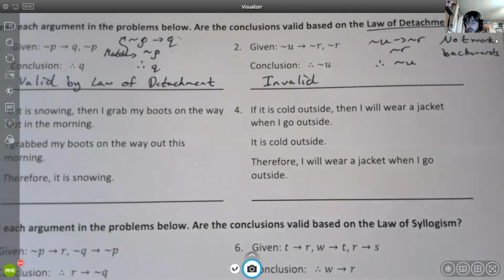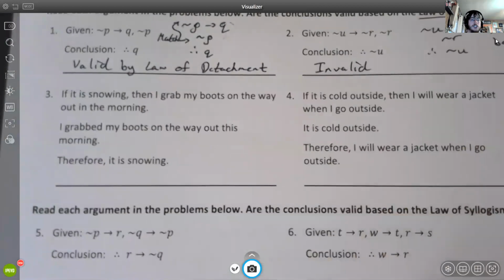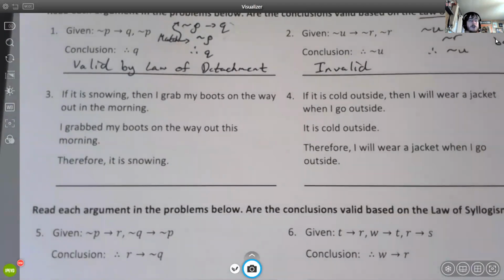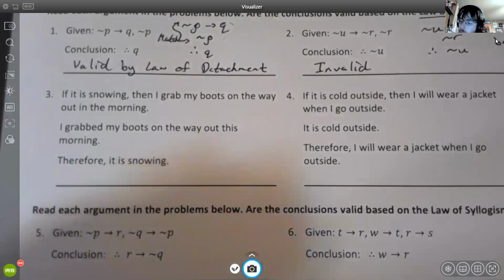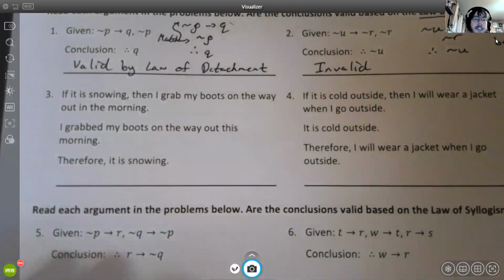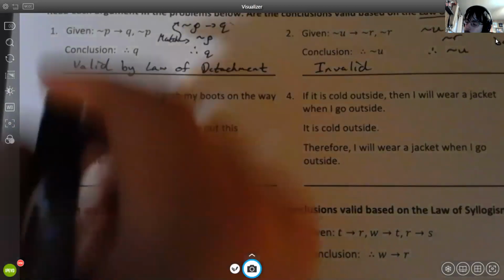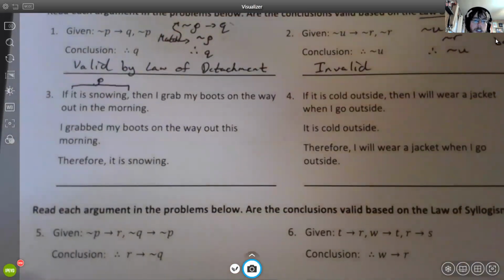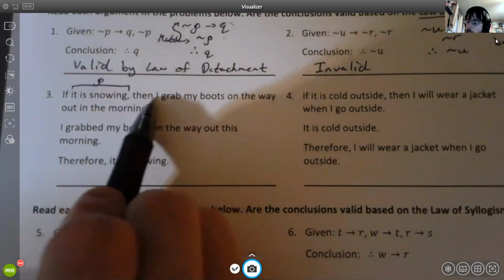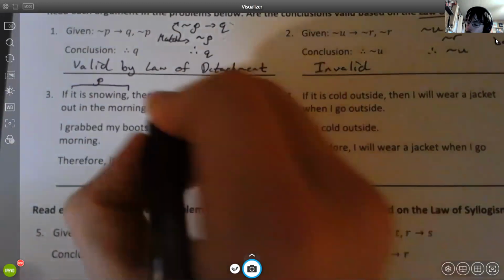All right, so number 3, it says, if it is snowing, then I grab my boots on the way out in the morning. I grabbed my boots on the way out this morning. Therefore, it is snowing. So let's look. We're going to translate these sentences into symbols and then see if it works. So it is snowing, we're going to say is P because it's our first statement. Then I grab my boots on the way out in the morning will be Q.